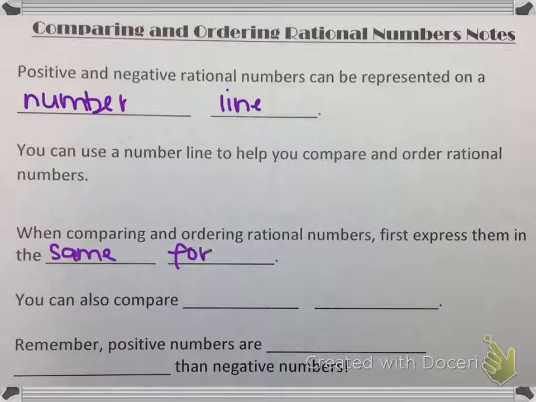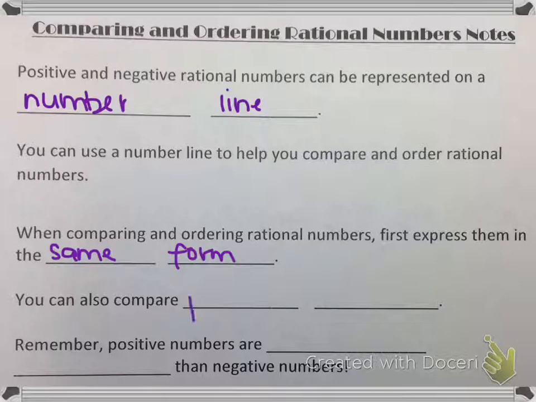So this means if you're given a rational number that's a decimal and a rational number that's a fraction and you're told to compare and order them, you need to either convert the fraction to a decimal or convert the decimal to a fraction, whichever one is going to make the problem easiest for you. They need to be in the same form.